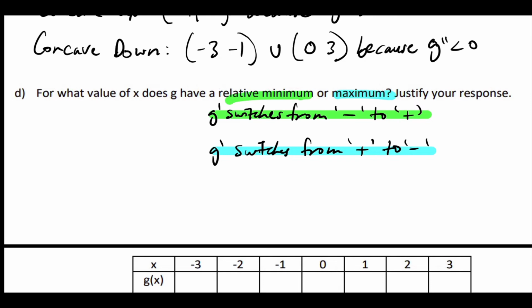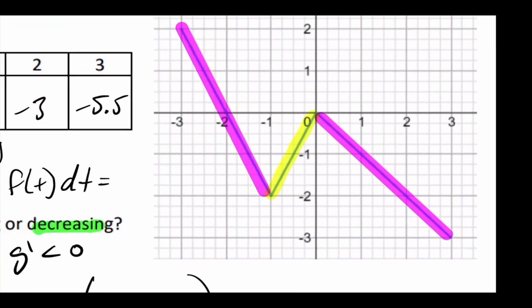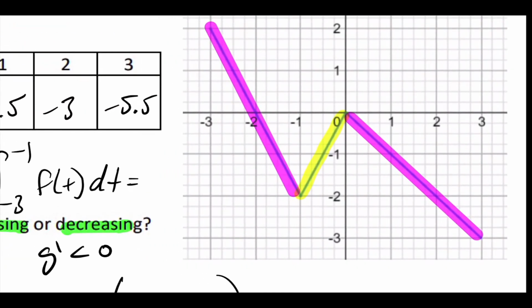G prime refers to the graph. So I'm not looking at slopes right now. I'm just looking at where the graph switches from negative to positive. Okay, so here's the graph. So where does the graph switch from negative to positive?